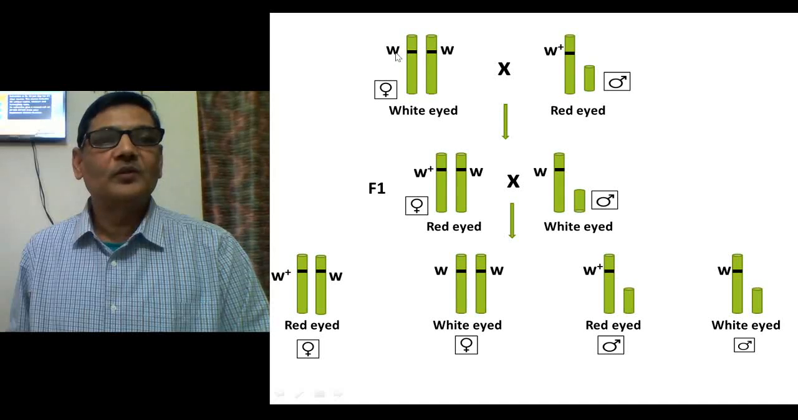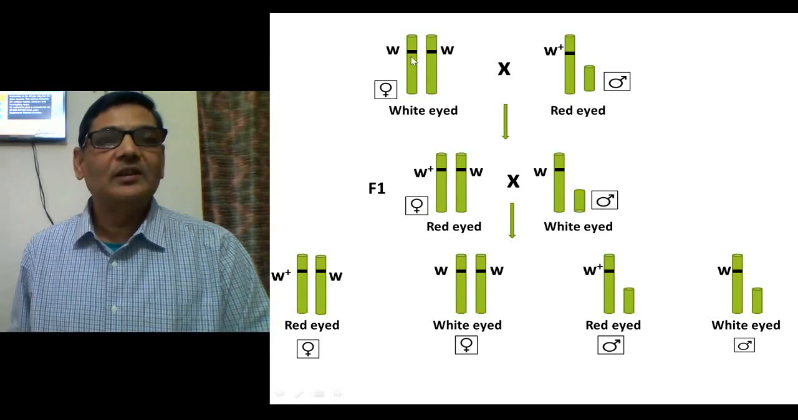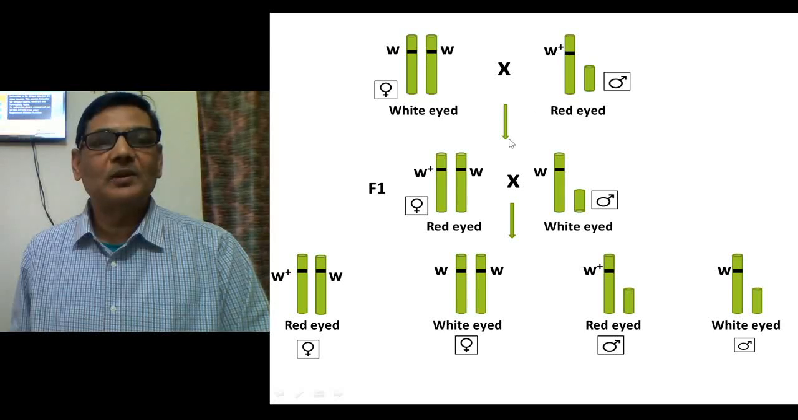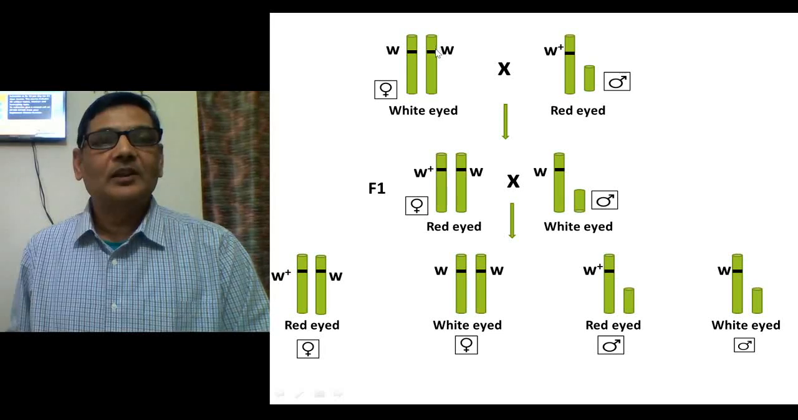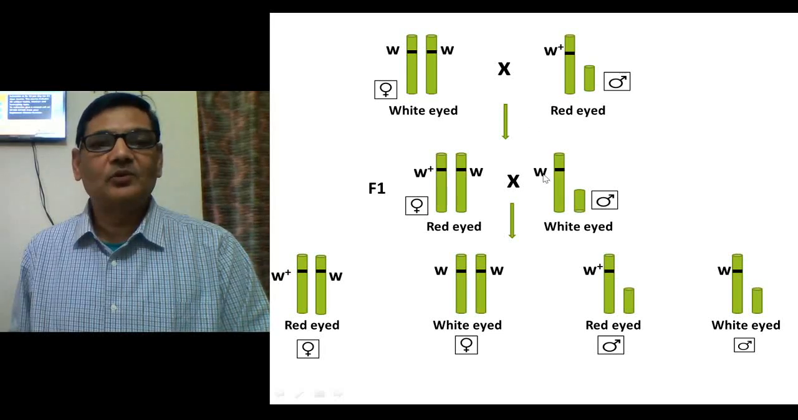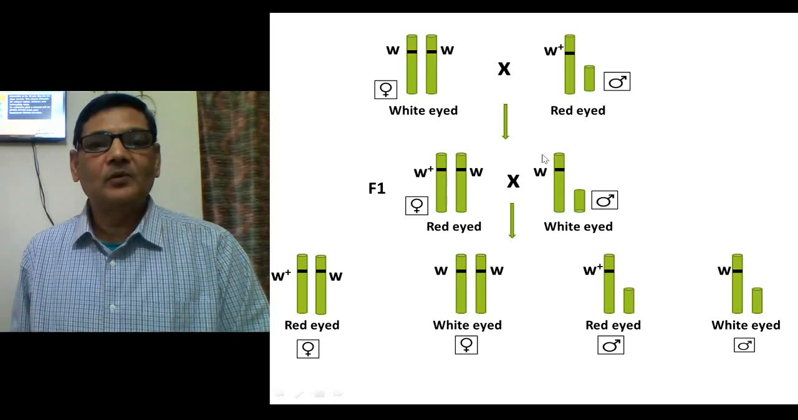This X chromosome containing the W allele will combine with the W plus coming from the sperm. So the female will have W plus and W alleles. So all females will be red-eyed because this W will combine with this W plus. So females with the XX chromosomes will be carriers. They will have one normal allele and one recessive allele. Whereas males will have the W, the mutant allele, plus a Y chromosome. So this W-containing X chromosome combines with the Y chromosome. So all males will be white-eyed.